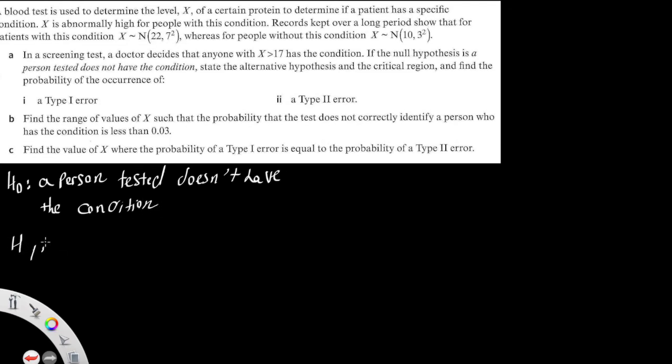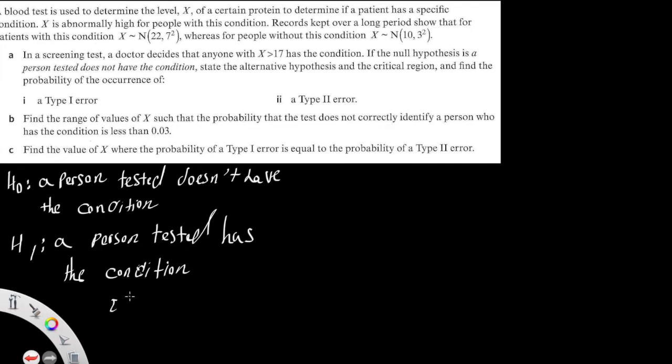So H1 alternative will be a person tested has the condition. Now, as the question says, the doctor decides that anyone with x greater than 17 has the condition. So it means that if x is greater than 17, the person has the condition. Then H0 will be rejected.